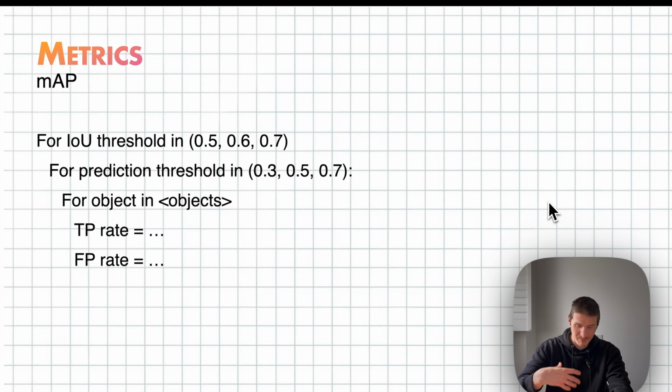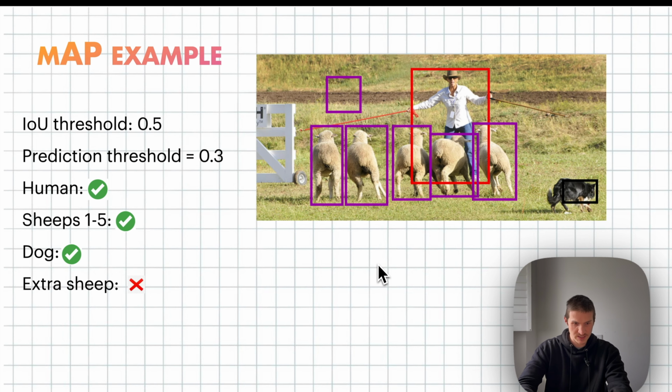And so what the mAP metric does, the main one we use for comparisons on the COCO dataset, is it iterates over different IOU thresholds. So the measure of how well predicted bounding boxes correspond to the truth, over different prediction thresholds and over different objects. And then we can count the number of true positives and false positives. So this is an example of how that can go.